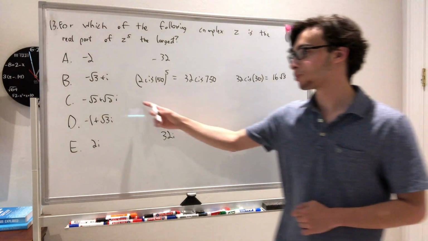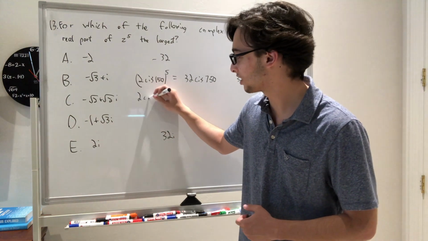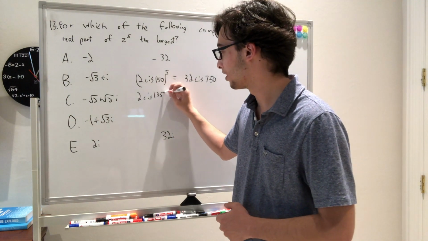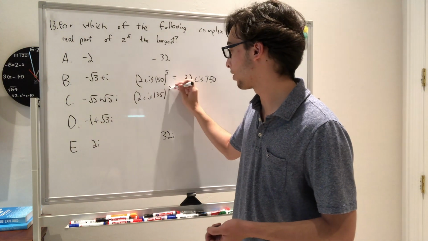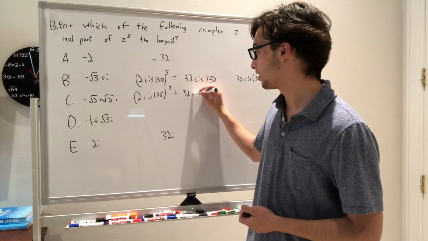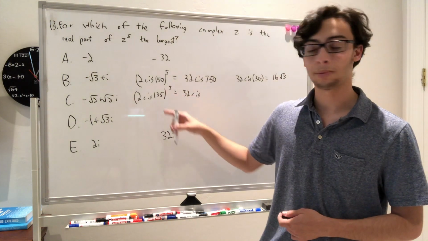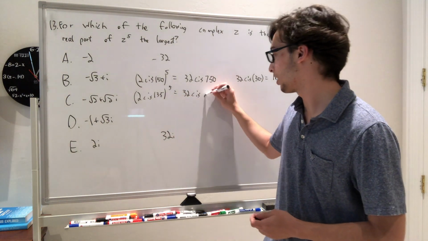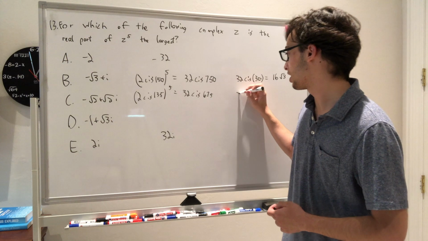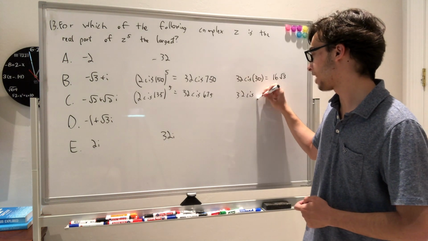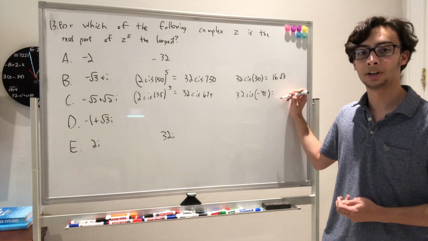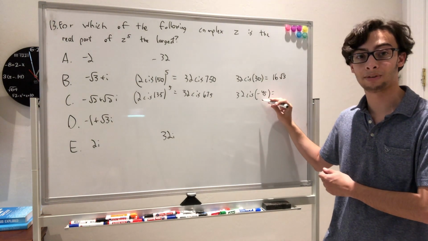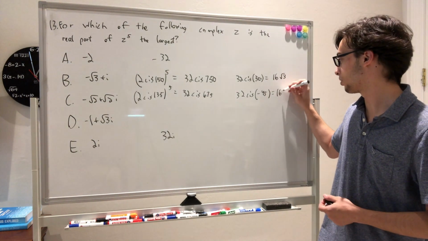So then moving on to this one, this is the same thing as 2 cis of 135, where cis is cosine plus i sine of theta. And now we're taking this to the 5th power, so this is going to be equal to 32 cis of 135 times 5, which is 675, which equals 32 cis of negative 45. And cosine of negative 45 is root 2 over 2, so this is going to be 16 root 2.